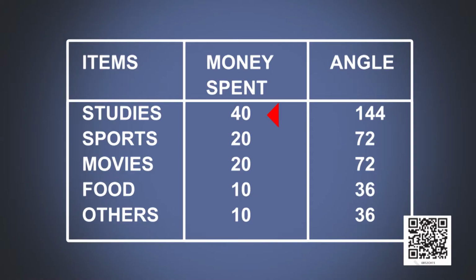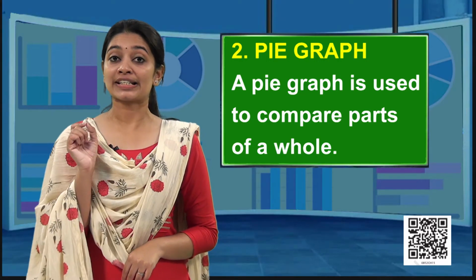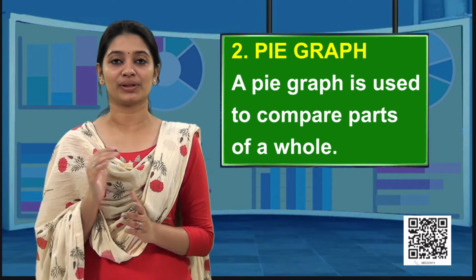Let's look into pie chart. Assume your mom gave you ₹100 as pocket money and you spend it as follows. You spend 40 rupees for studies, 20 rupees for sports, 20 rupees for movies, 10 rupees for food and 10 rupees for other expenses. You have 100 rupees, that means you have a whole and you are dividing this whole among different types of expenses. And this circle represents the whole. So a pie graph is used to compare the parts of a whole.